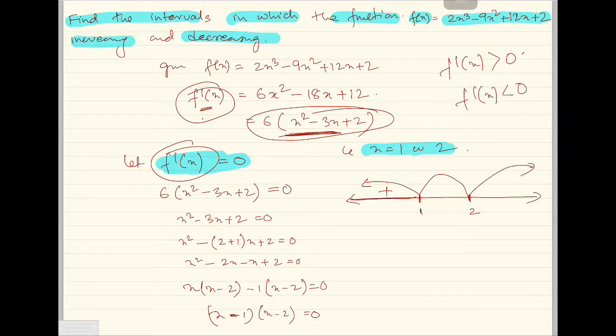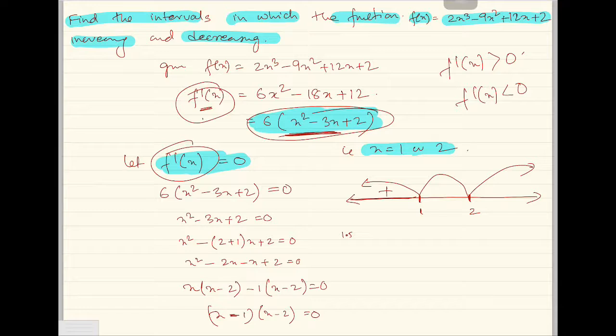If I put the value 0 in this f dash x, then what will happen? We will get the answer 6 into 2, that is 12. That means positive. Okay, put the value between 1 and 2. Between 1 and 2, let me put 1.5. Okay, put the value 1.5.